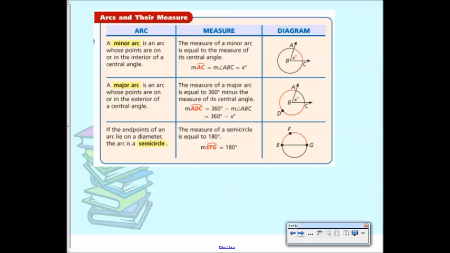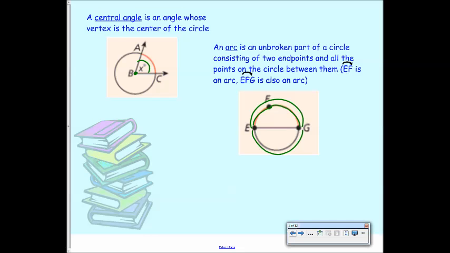So going back to the slide right here, for instance, let's say this angle ABC is equal to, let's say, 60 degrees. That means arc AC is also equal to 60 degrees. Okay, so we measure arcs in degrees, just like we measure angles in degrees.